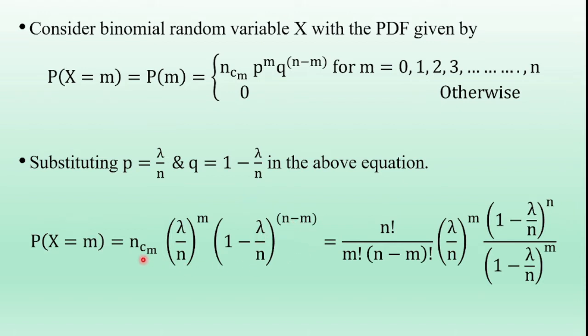The expansion of nCm is n factorial by m factorial into n minus m factorial, into lambda by n whole to the power of m, into 1 minus lambda by n whole to the power of n divided by 1 minus lambda by n whole to the power of m. Now on the RHS, we apply the n factorial expansion, which is n into n minus 1, and also the n minus m factorial expansion in the denominator.